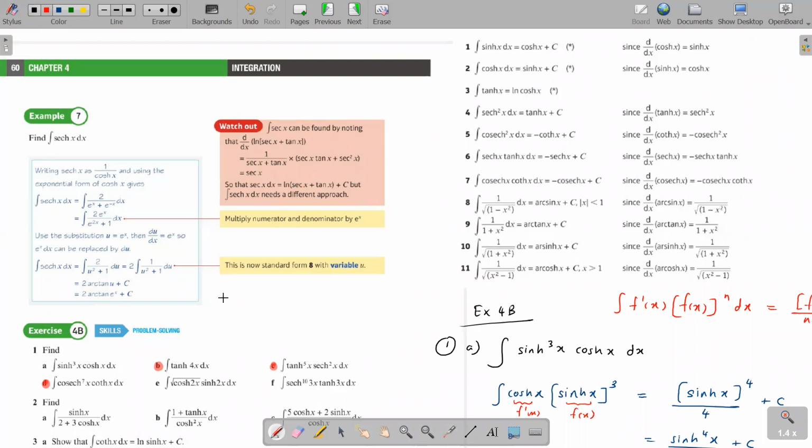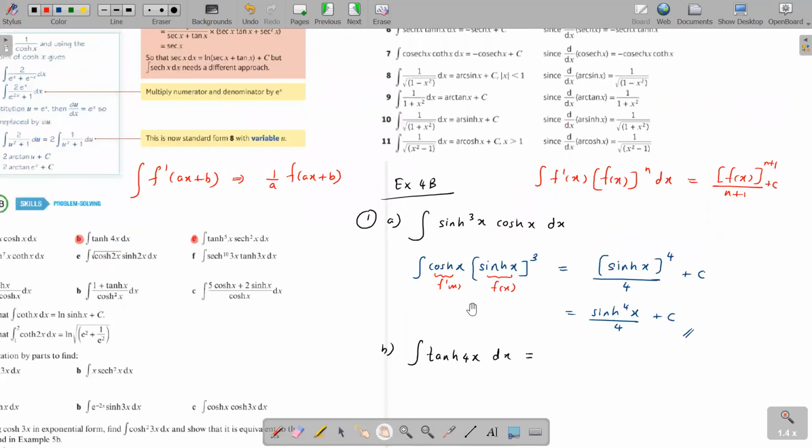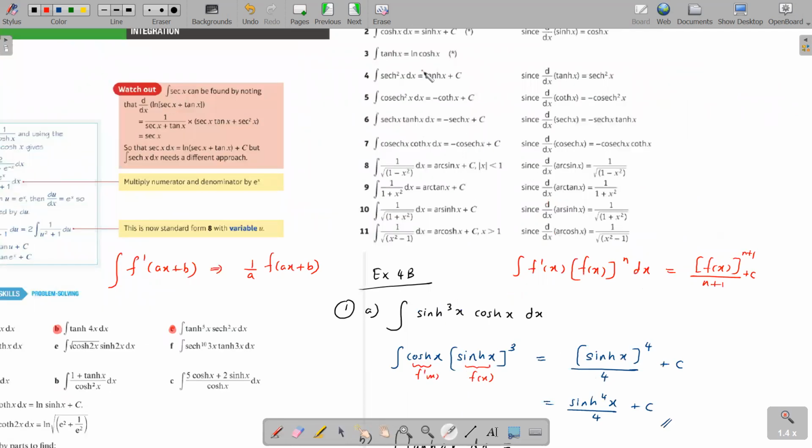If you have tan 4x, you have to use the ax plus b rule. When you have ax plus b, remember when you are integrating, you have 1 over a. So when we integrate f dash ax plus b, we get 1 over a f ax plus b. That's the general rule. When you have any coefficient with x, we need to make sure we divide by it. So tan 4x gives me, since tan x integrates to ln cos x, ln cos 4x, but that's not all: 1 over 4 ln cos 4x.